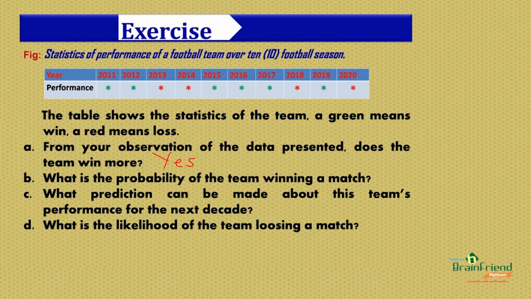Question B says, what is the probability of the team winning a match? Based on information provided, you realize that they have 6 wins out of 10. So, the probability of winning a match is 6 divided by 2 is 3, and then 10 divided by 2 is 5. So, the probability of winning a match for this team is 3/5.